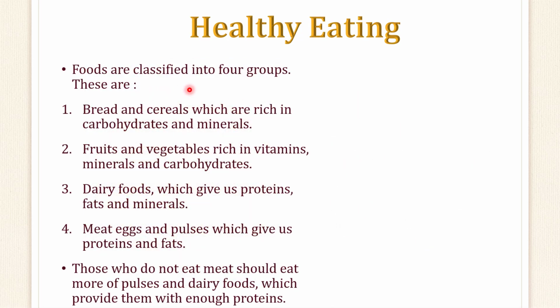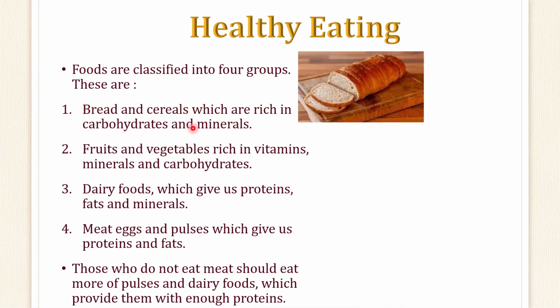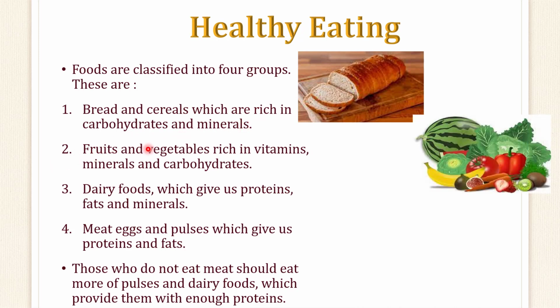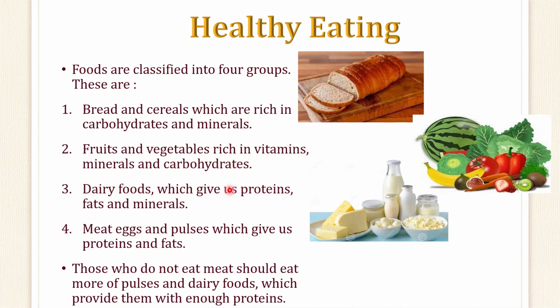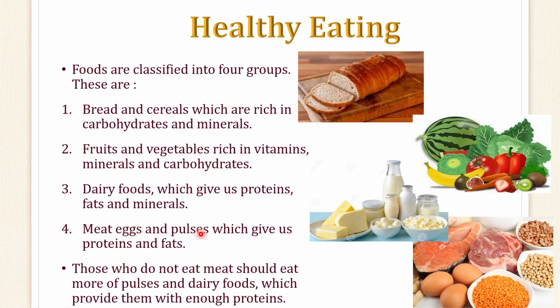That's why foods are classified into 4 groups. First is bread and cereals, which are rich in carbohydrates and minerals. Second is fruits and vegetables, rich in vitamins, minerals, and carbohydrates. Third is dairy food, which gives us protein, fats, and minerals. Fourth is meat, egg, and pulses, which give us protein and fats. Those who do not eat meat should eat more pulses and dairy foods, which provide them with enough proteins.